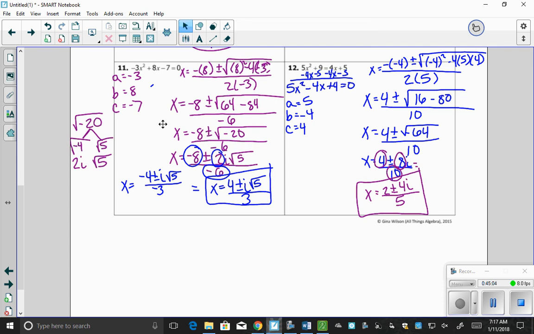Anytime you see a plus or minus sign, you are going to have two answers. So almost all of these problems that we just worked out have two answers to them.